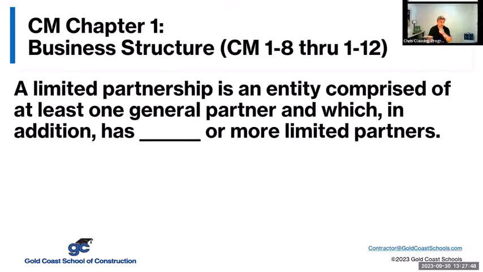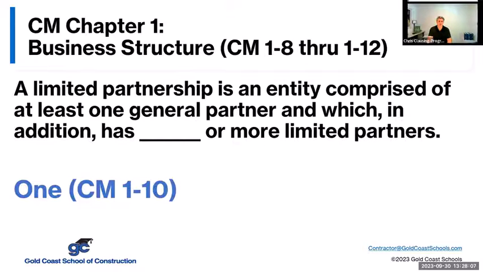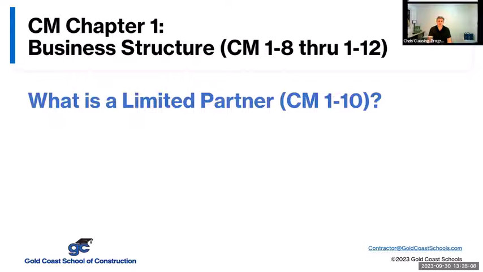Now, a limited partnership is an entity comprised of at least one general partner and which, in addition, has one or more limited partners. So how many limited partners does a limited partnership need? And if you look on page 1-10, you'll see that it needs at least one limited partner. What is a limited partner?